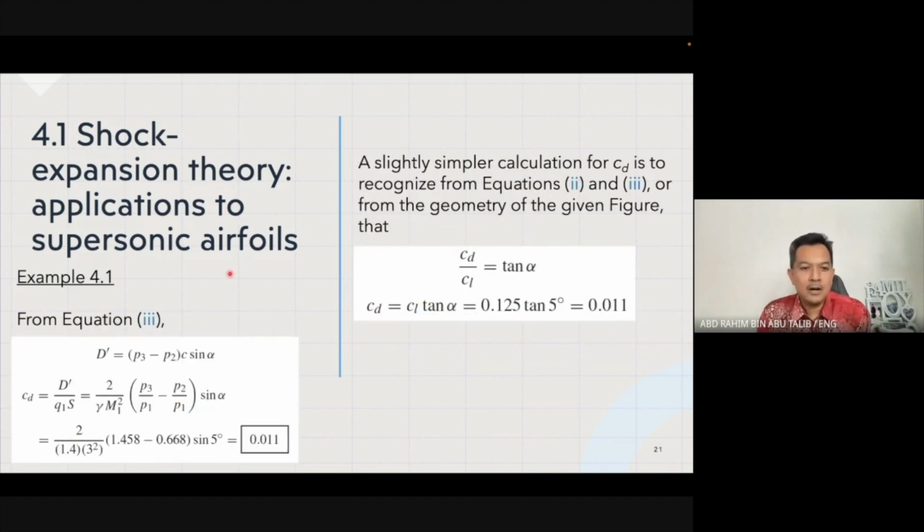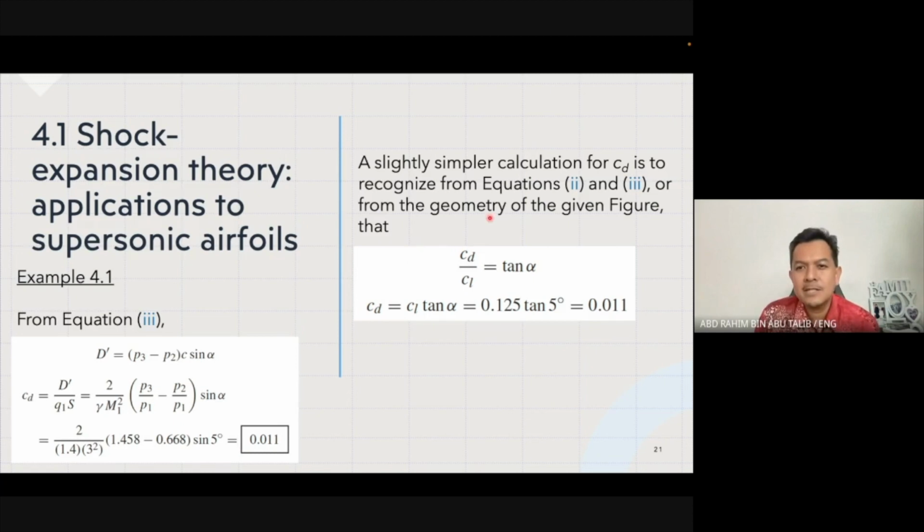Now how about the CD? They also want the value of the coefficient of drag. Looking at equation number 3, that we have already looked at before, we put down the value of CD, and we already know P3 over P1 and P2 over P1. So we put down the numbers and obtain the CD value to become 0.011. That is what we can find using the expansion wave theory as well as the oblique shock theory.